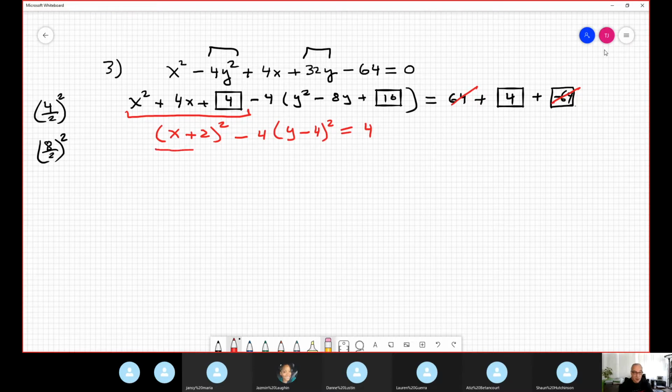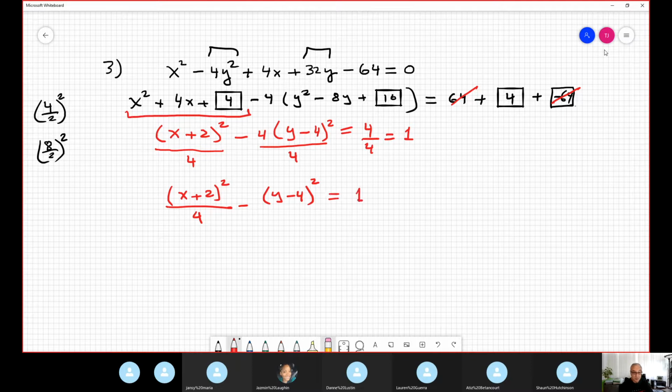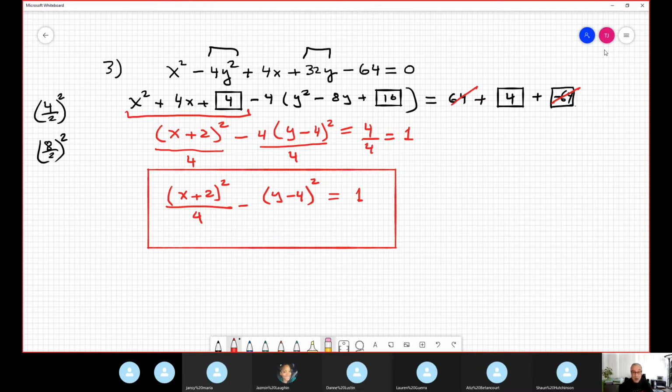The last step is divide the whole thing by 4. Because remember, right hand side must be 1. So, my equation is x plus 2 squared over 4 minus y minus 4 squared over 1, because 4 divided by 4 is 1, equal 1. And this is my equation, okay, by the way, it is equivalent 100% with the original. It's exactly the same algebraically.